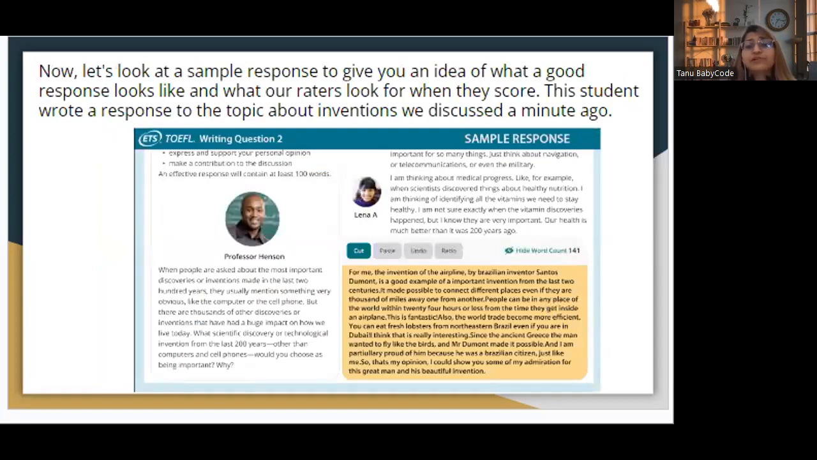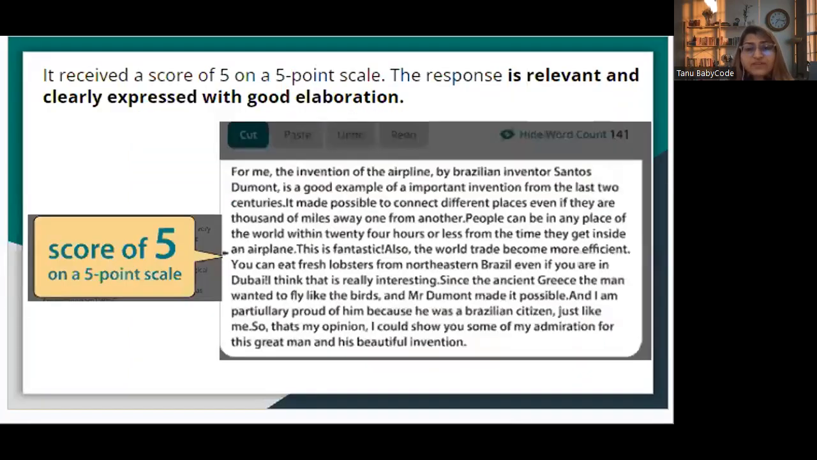Now let's look at the sample response so that you have an idea of what a good response looks like and what our raters look for when they score, right? So this student wrote a response on the topic about inventions that we discussed a minute ago. As I told you, you need to type in the blank space here, and it should be at least 100 words. So this was the response, and it received a score of 5 on a 5-point scale because the response was relevant and clearly expressed, with good elaboration also.